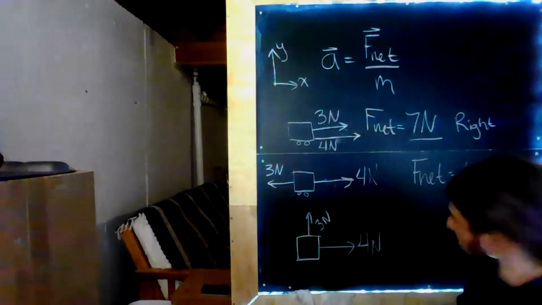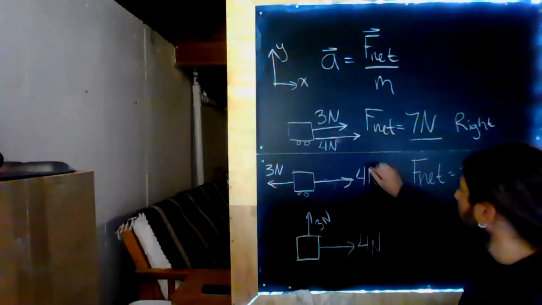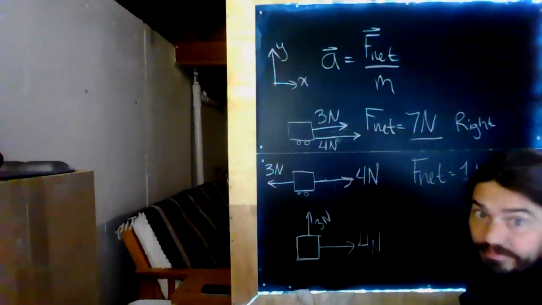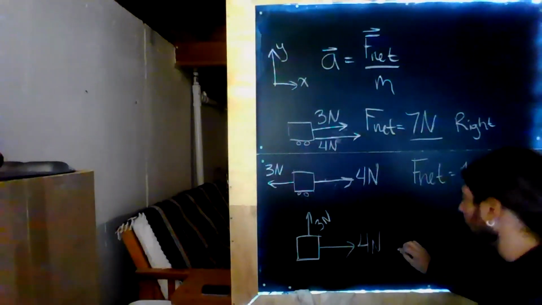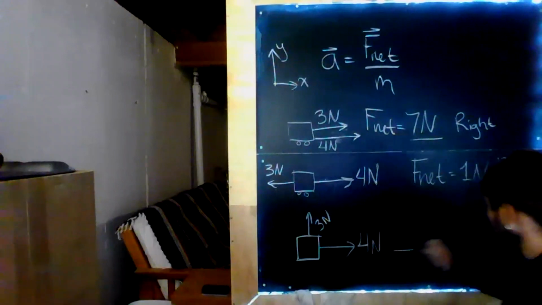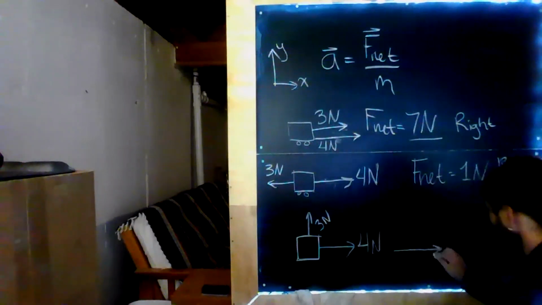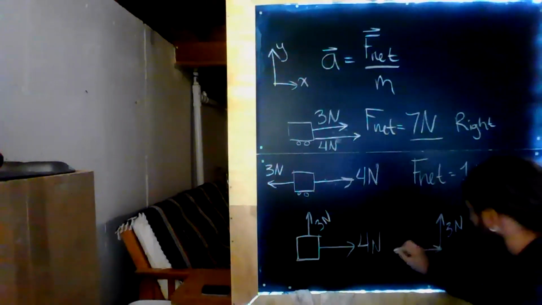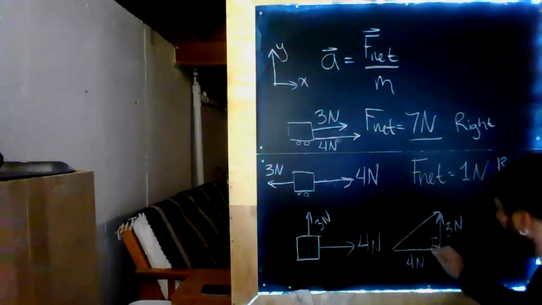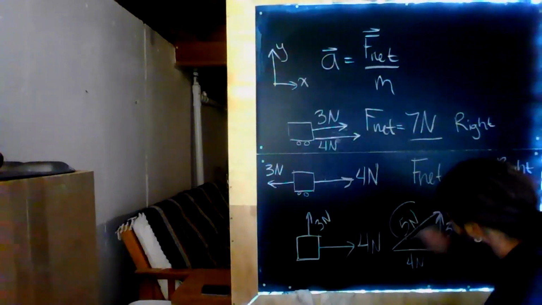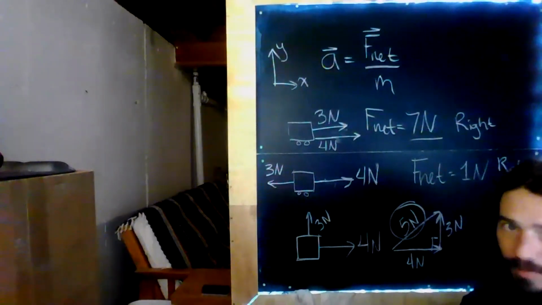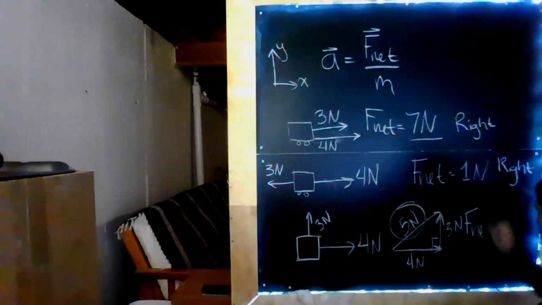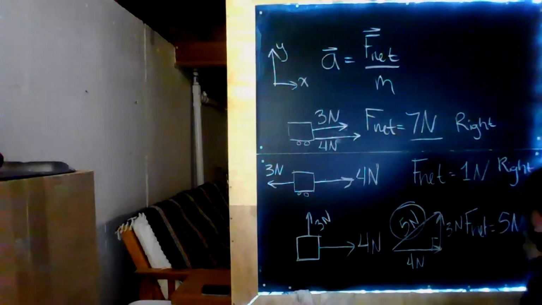Now what's the total force? Is it still 7? 1? Something different? It is something different. In this case, we need to make a triangle, right? Because these are at right angles. So in this case, we would have 4 newtons here, 3 newtons here, and there's my 3, 4, 5 triangle. So the resultant there, F net, is 5 newtons. So for this situation, F net equals 5 newtons.